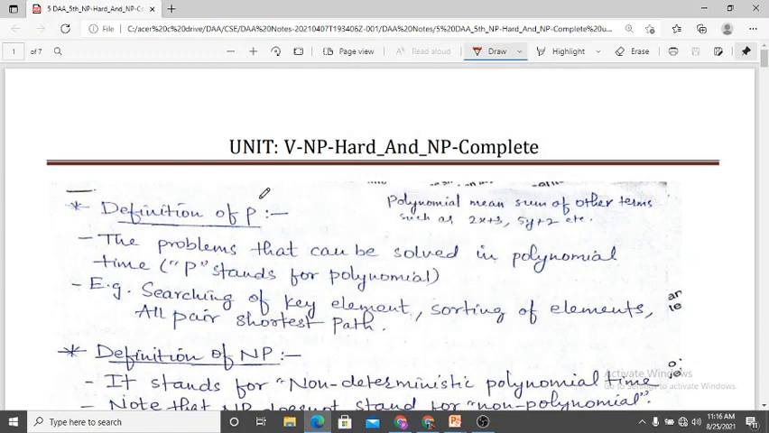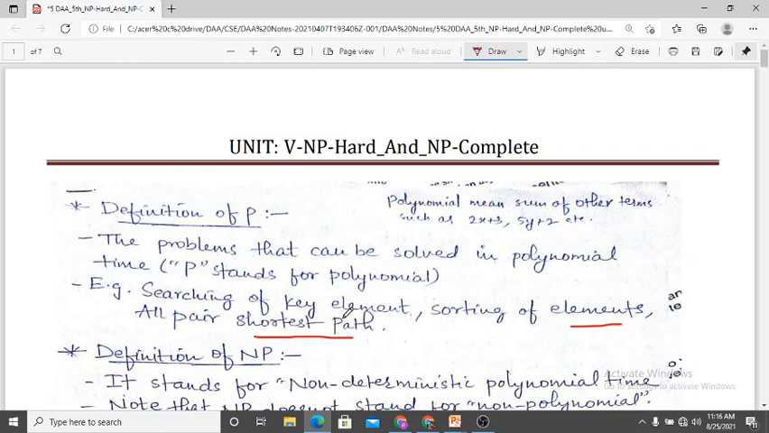Now, what is the example of the polynomial? Polynomial examples are searching of a key element, sorting of elements, all pair shortest path problem. Whatever problems we have completed with the help of greedy method, backtracking, dynamic programming, all those problems come under polynomial.